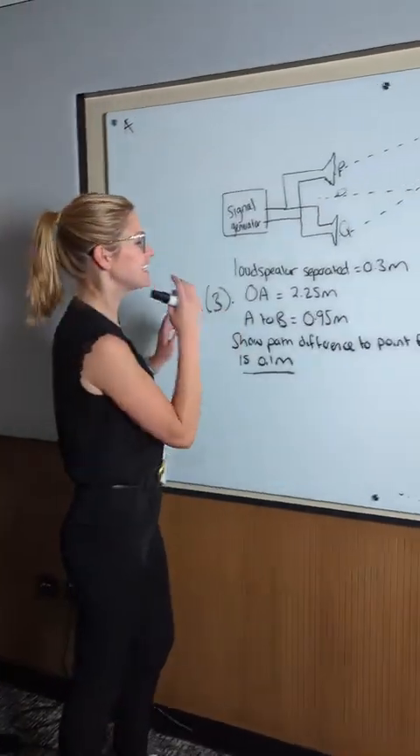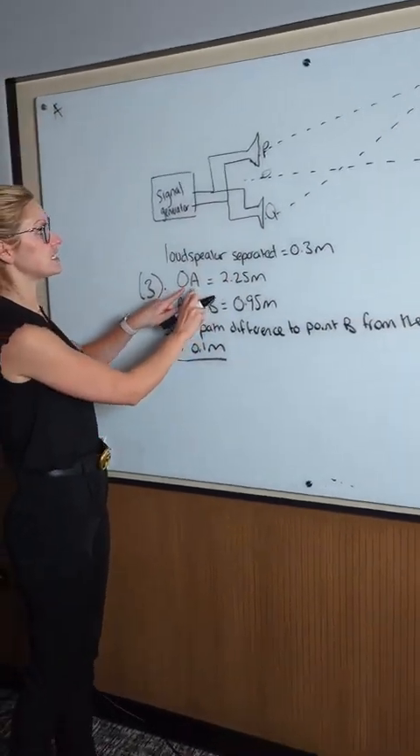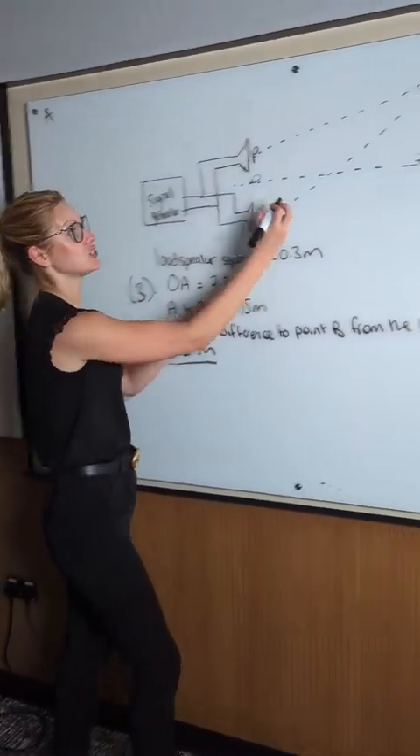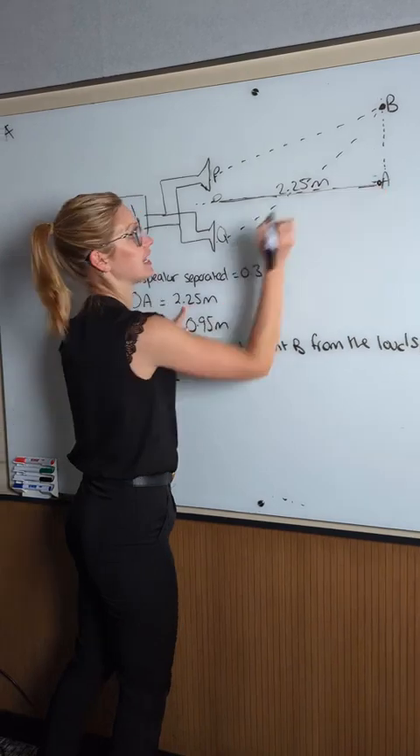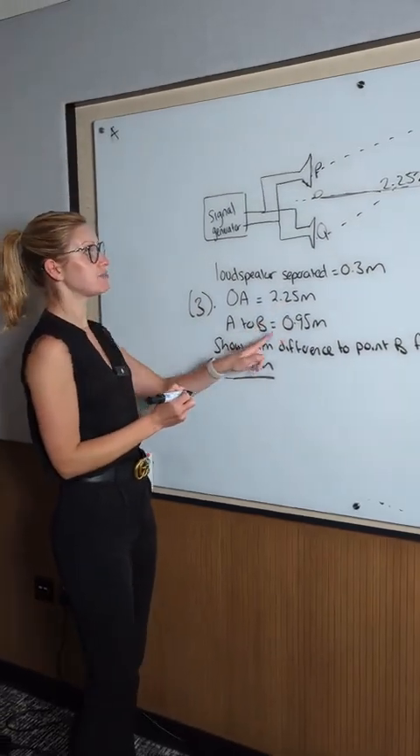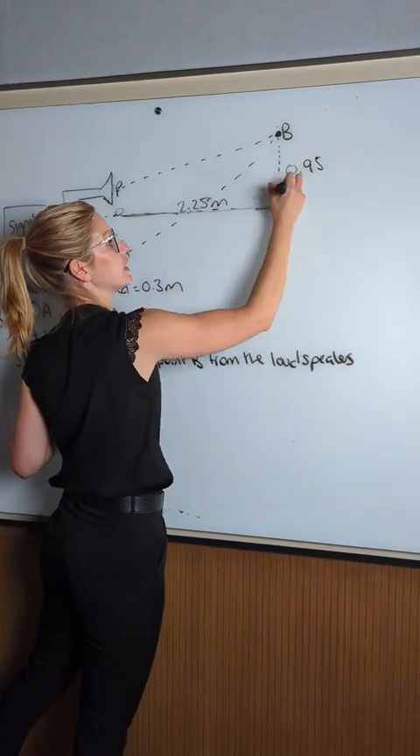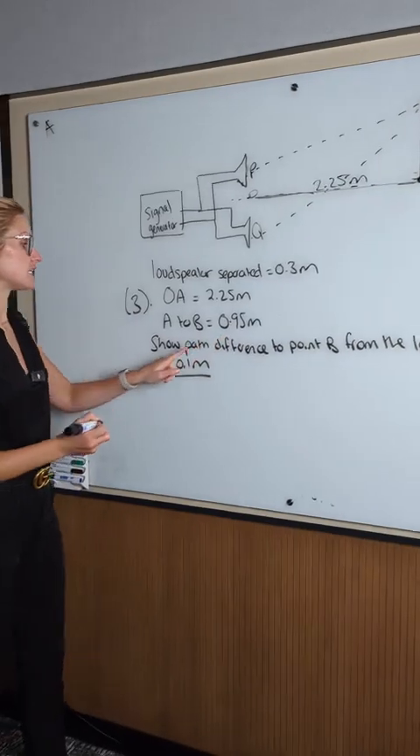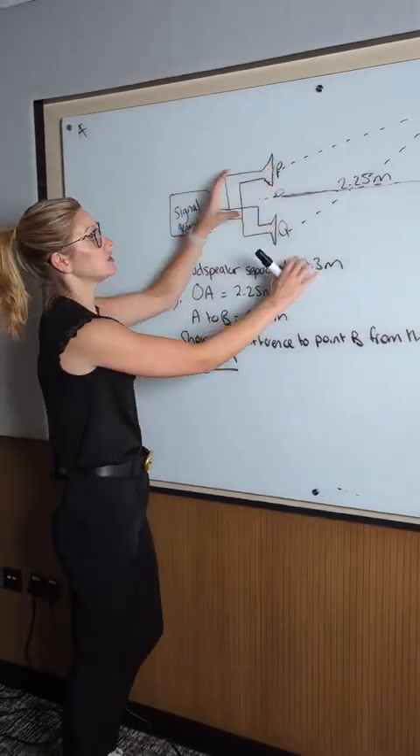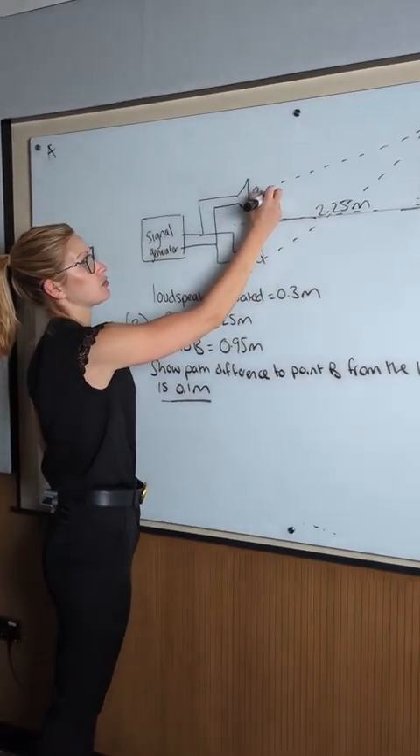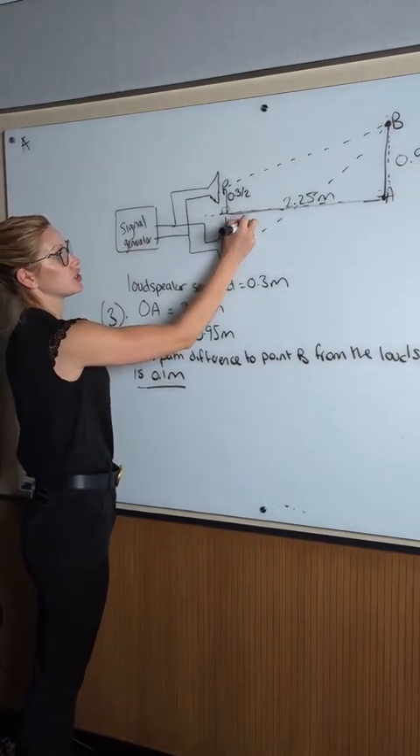Trigonometry. Yes, thank you. This one is more like trigonometry, right? So what we do here is that we're given the distance from O to A. So O to A is 2.25 meters. So I know that side of my triangle. It says from A to B is 0.95. So I know this side of my triangle is 0.95. And the next thing it tells me is that the two loudspeakers are separated by 0.3. So from O to P is going to be 0.3 over 2, and from O to Q is going to be 0.3 over 2, okay?